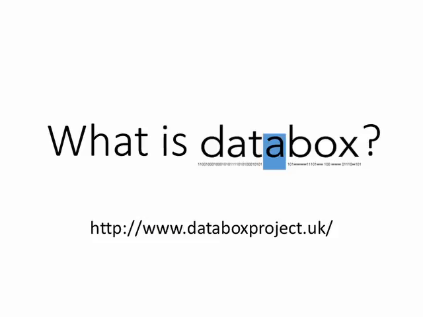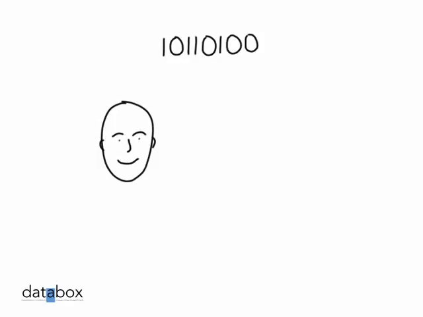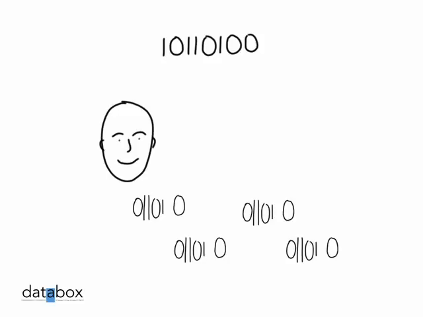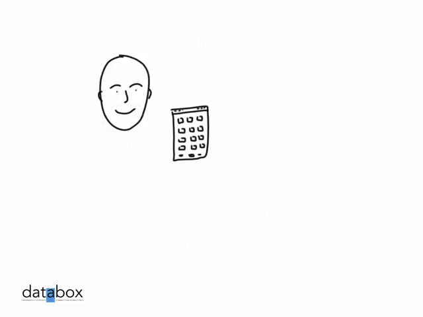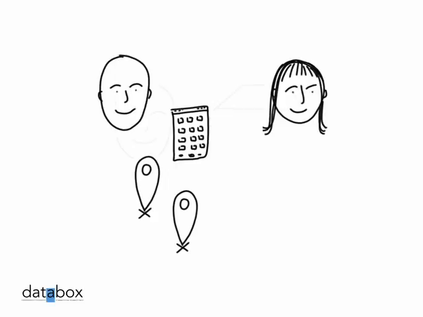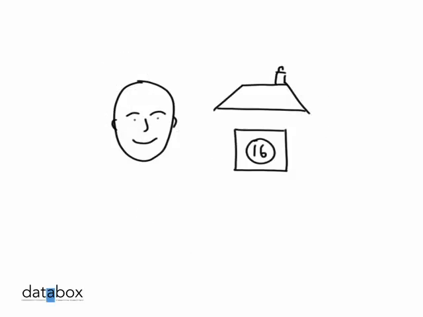What is Databox? We live in a digital world, and almost everything you do leaves digital footprints, data about you and what you've done. Your mobile phone knows where you've been and who you've spoken to. Your heating controller knows when you're at home and how warm you like it, and your smart meter knows exactly how much energy you've used.